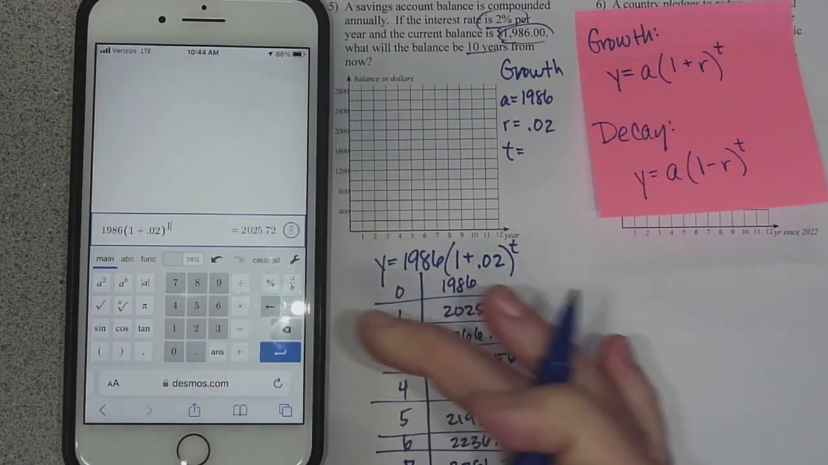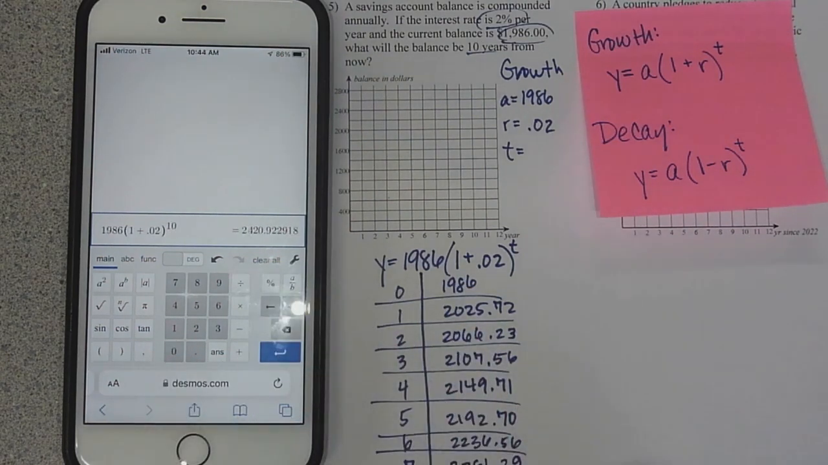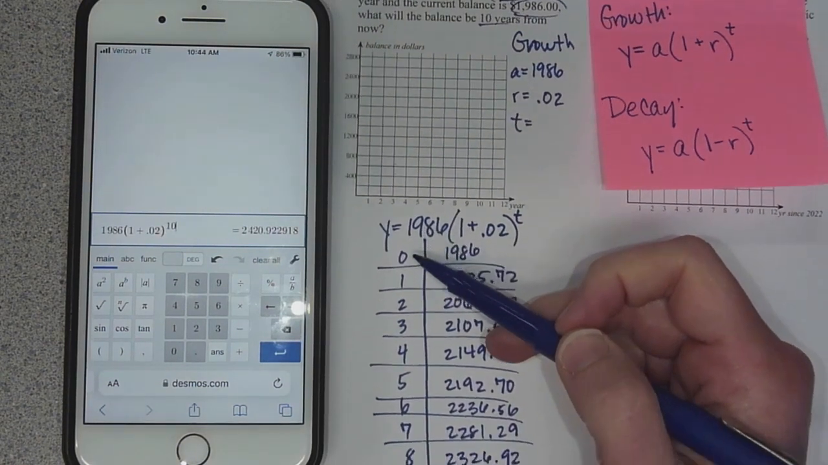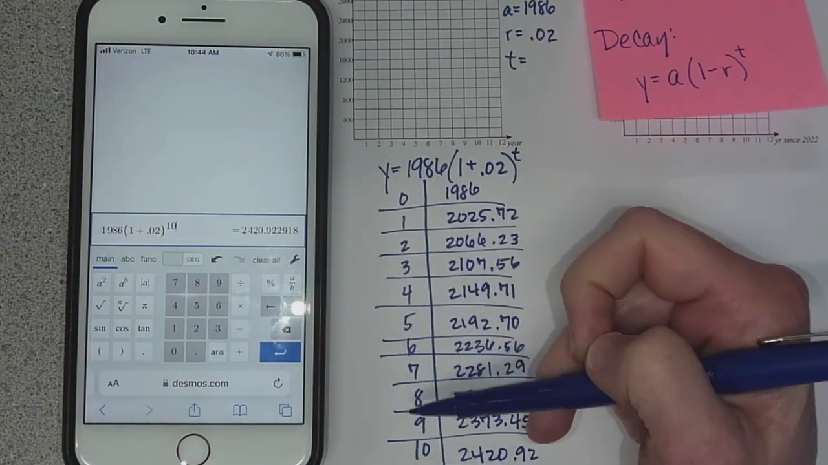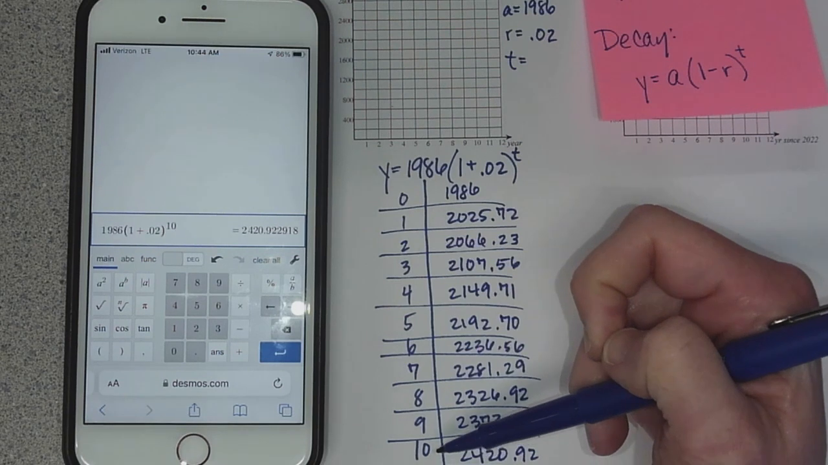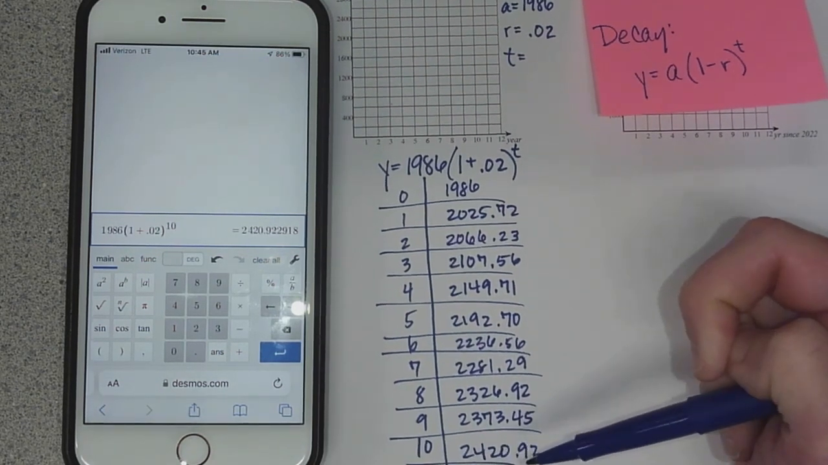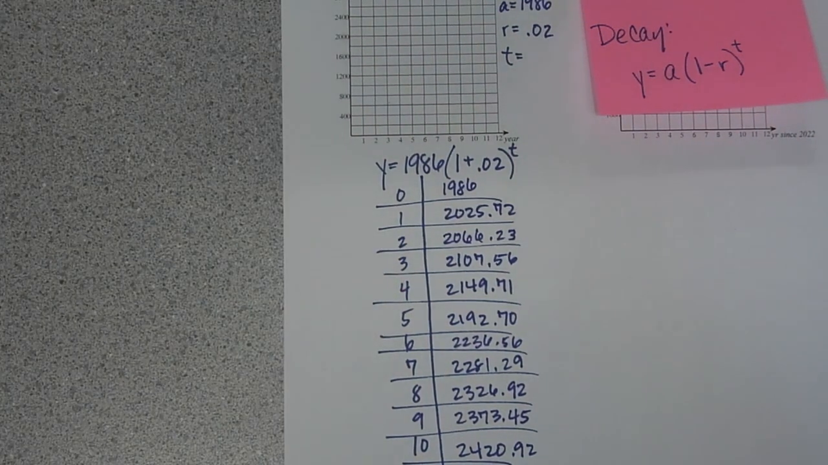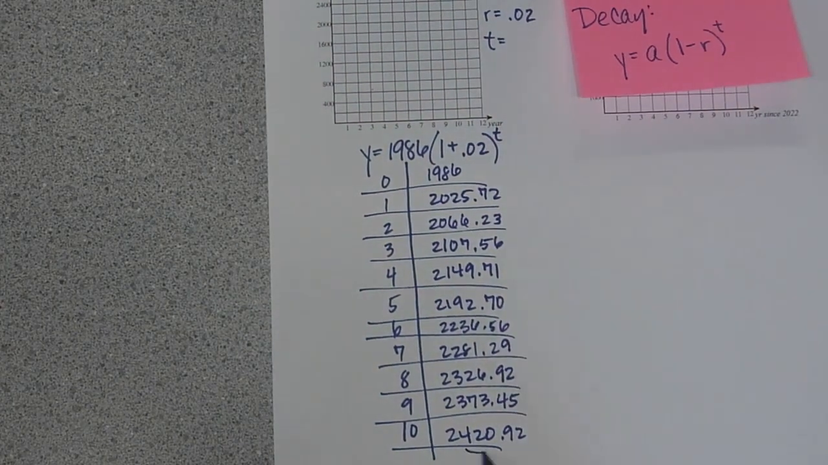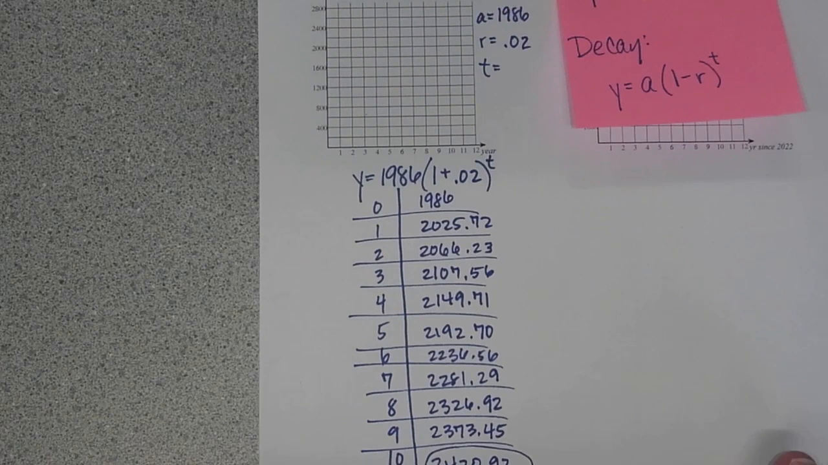And then finally, if the exponent is a 10, it's going to be 2420.92. So if you left that much money in your savings account for 10 years at a 2% interest rate compounded annually, you would wind up with this much money. Okay, and now let's just put that on the graph. So the answer to the question is this number right here, and then the graph is going to look like this.